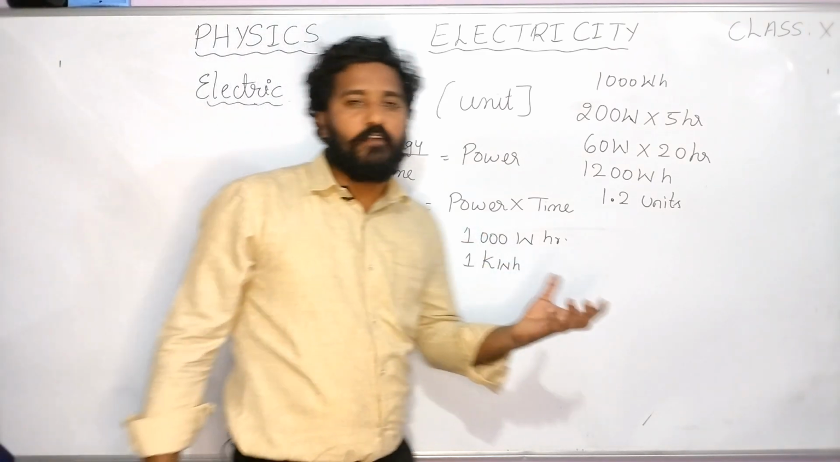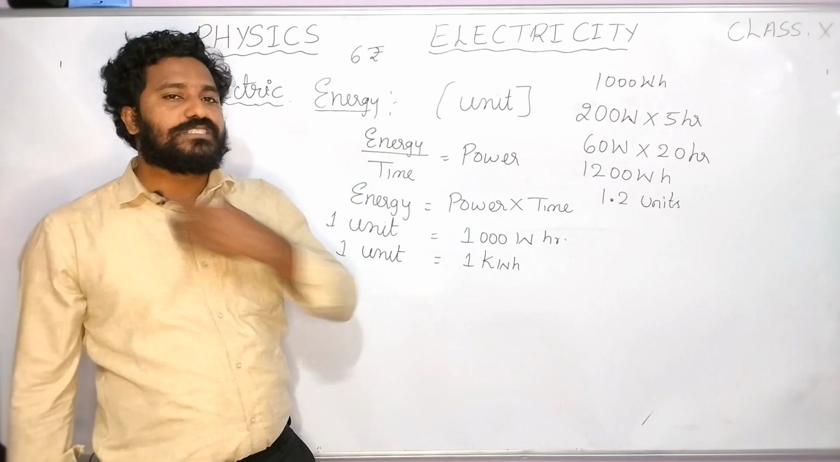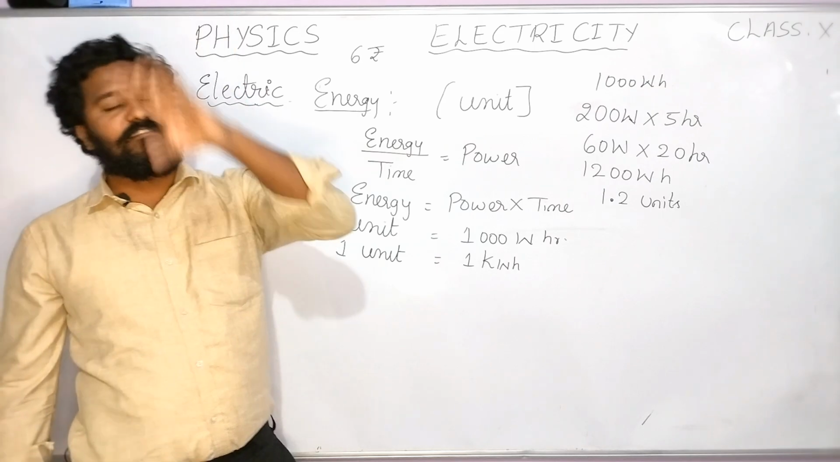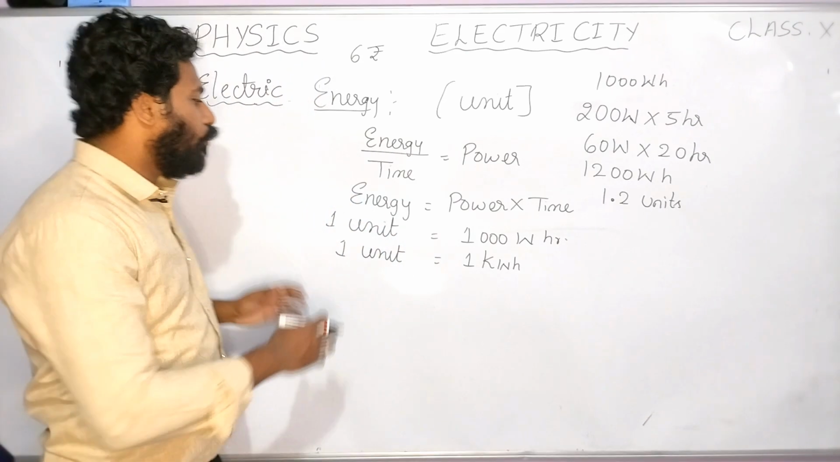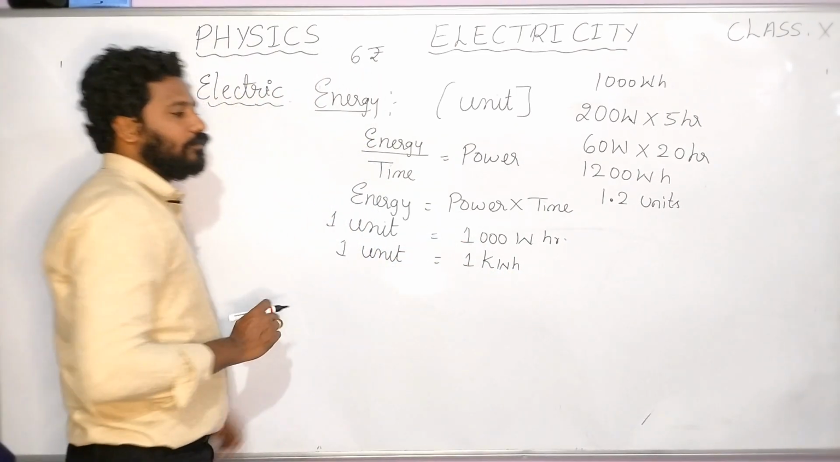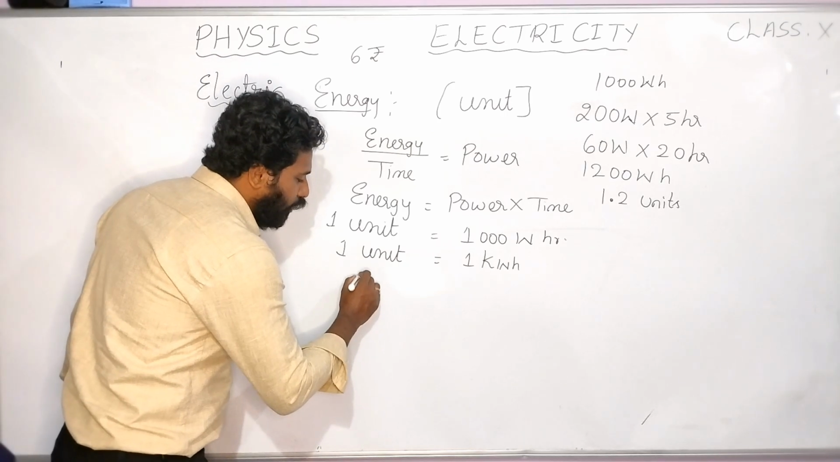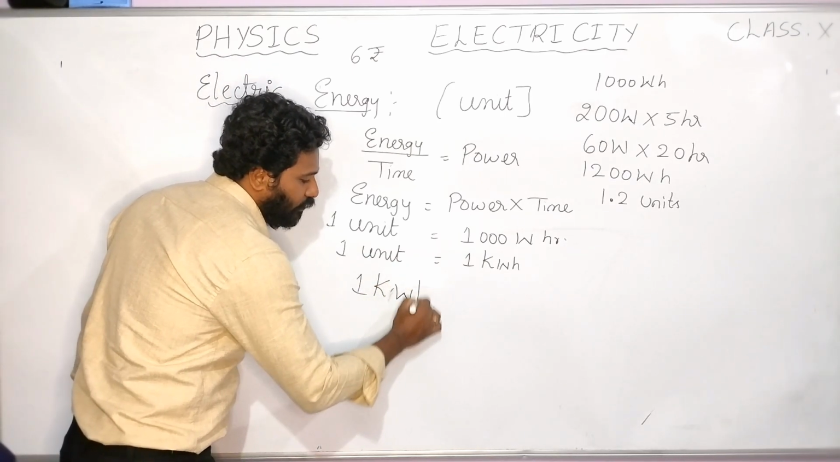Okay, this is how you have to calculate the electric bill. It depends on the power of the given device and how much time you are using. So 1 unit means 1 kilowatt hour. This is what you should know. Okay, so what 1 kilowatt hour means, what it is in SI unit.